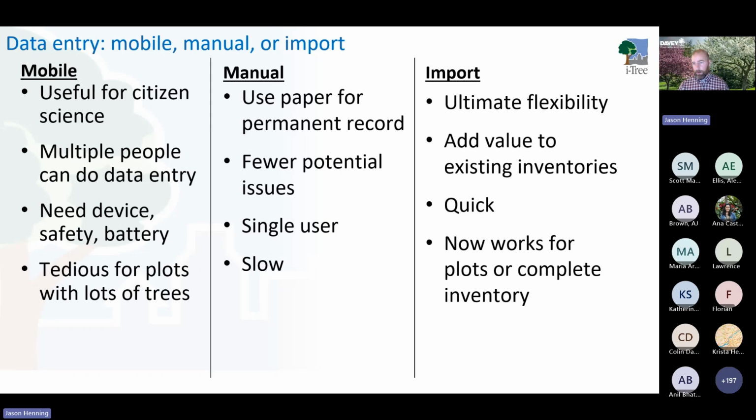And lastly, with import, you've got the most flexibility. If you already have data, you can import it into Eco. If you want to use some other data collection platform, if you're familiar with Esri platforms or some of the other free field data collection platforms, you can totally use those to get your data into a spreadsheet and quickly import it into iTree Eco. So all these different ways can be useful depending on what your goals are and what your comfort level is with different technologies.